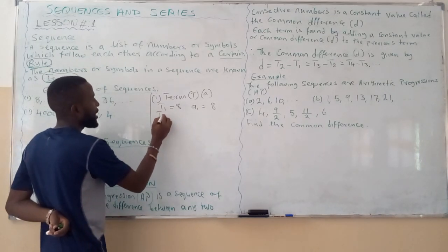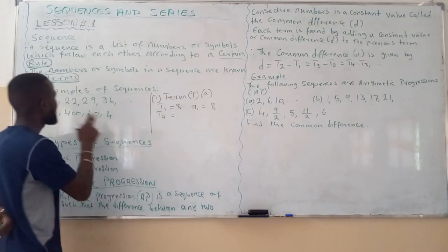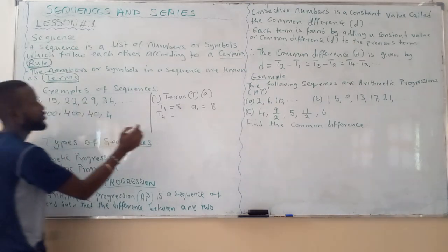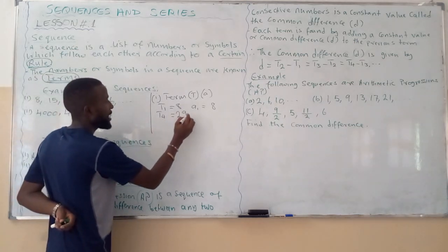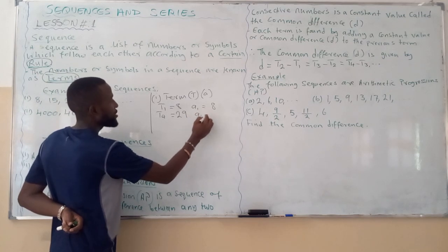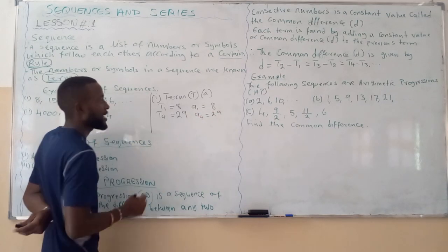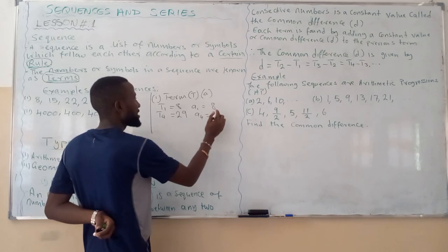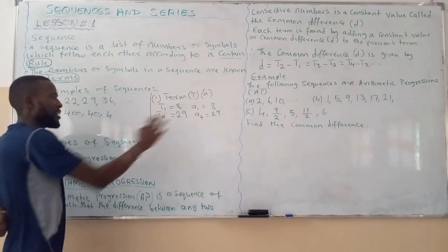What is my term 4? Term 4 in this sequence, counting 1, 2, 3, 4, is 29. Or you can say A4 is equal to 29, like that. So that is how we write terms in a sequence.